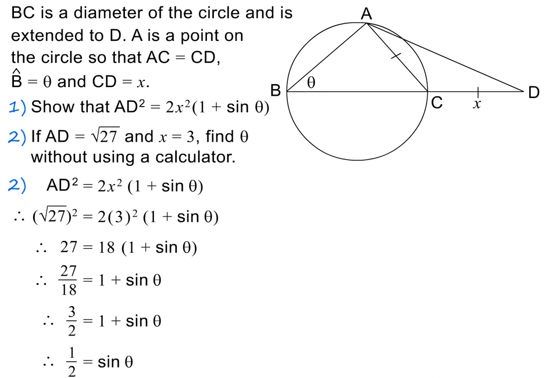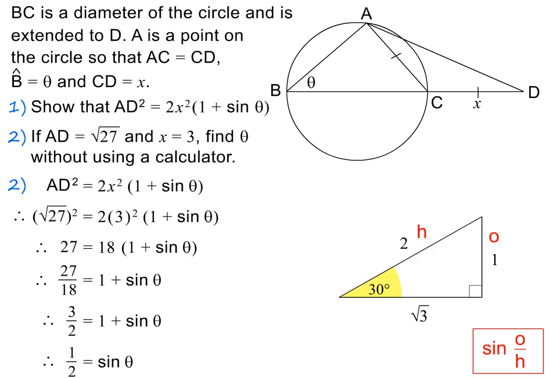Next, we subtract 1 from both sides and get that sine theta is equal to 1/2. And because we are not allowed to use a calculator, we need to use the special triangle. Theta is therefore equal to 30 degrees. This completes the lesson. Good luck with the test.